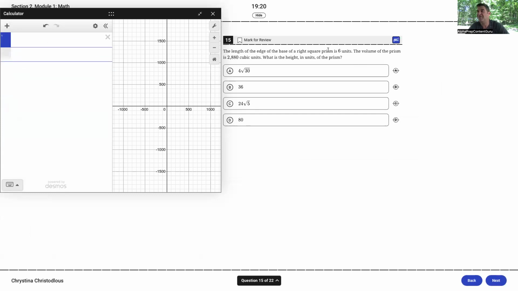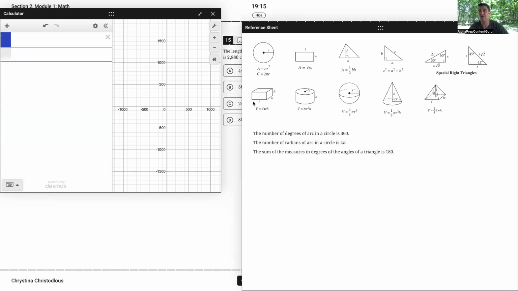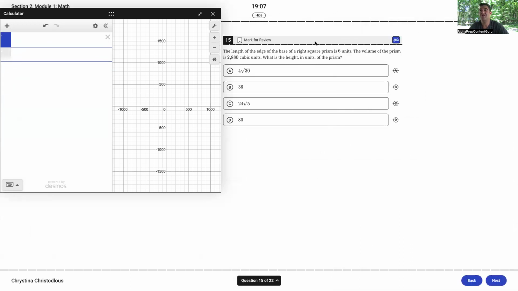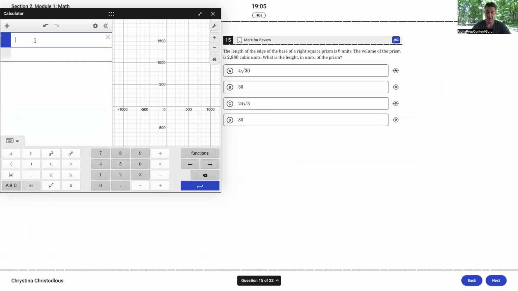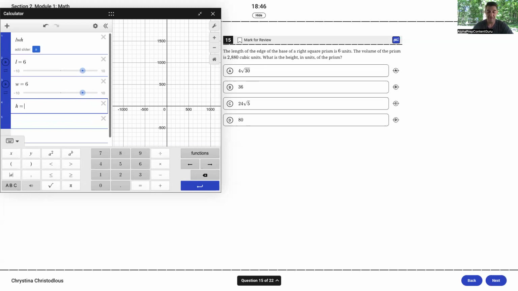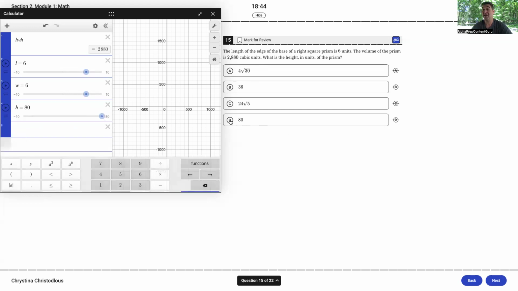I know that they're asking me for the volume of a right square prism. I'll hit references. Here's a right square prism, or at least a prism, length times width times height. Because I have a square as the base, I could go length, width, height. I could say the length is 6, the width is 6, and now I need the height. Whatever the height is, I know I need a volume of 2,880. So I could put 36 in because it's a whole number and realize that's too small. Then put 80 in, that's a whole number, that's right on, and I'm done.